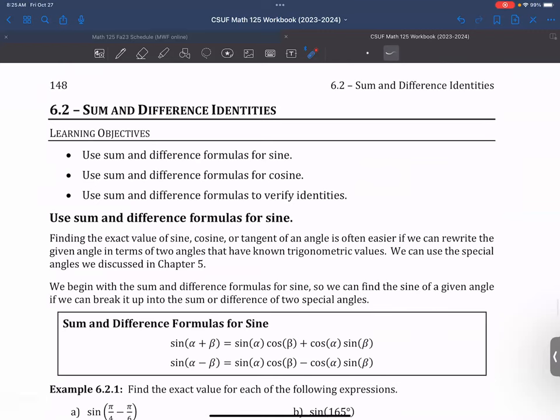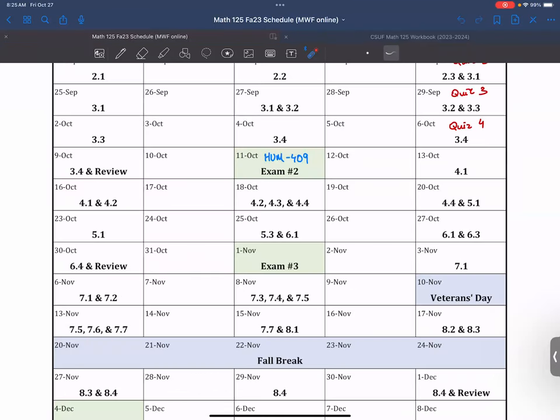6.2 is not in the calendar as far as I'm concerned. Yeah, just a 6.1. We're finishing 6.1 and doing 6.3. So just as how we skipped 5.2 in chapter 5, we're also skipping 6.2. I've removed the XYZ homework for 6.2, so you don't need to worry about that. There were also no videos for 6.2.